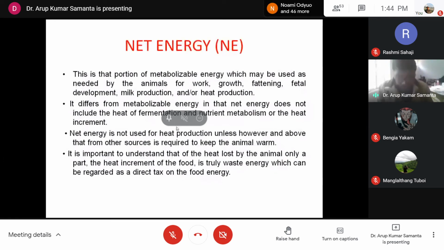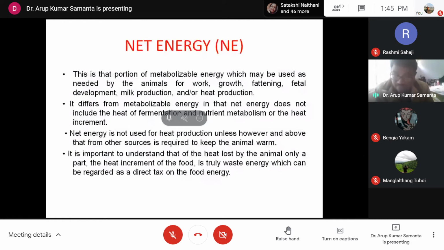If the animal is placed in an environment where there is a huge cold temperature or cold climate, in that case also some quantity of heat is required, and that is also going to be utilized from the metabolizable energy in the form of heat increment. So this is the portion of the metabolizable energy which is actually used by the livestock. That's why it is termed as net energy. What is the difference between the metabolizable energy and net energy?